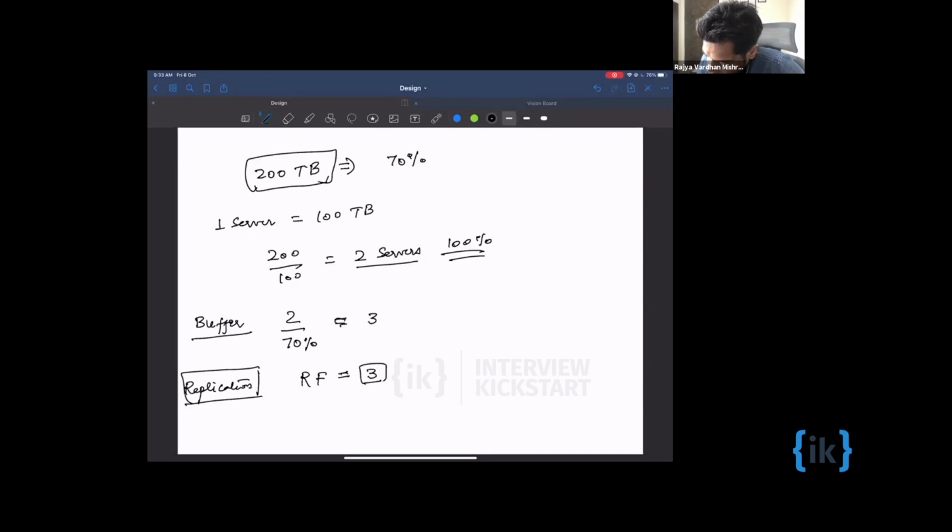So a replication factor of 3 means that data is copied 3 times. So it's copied on 3 servers. So what we need to do is, okay, we have identified that 3 servers are needed, right? So in actual we will have 9 servers.